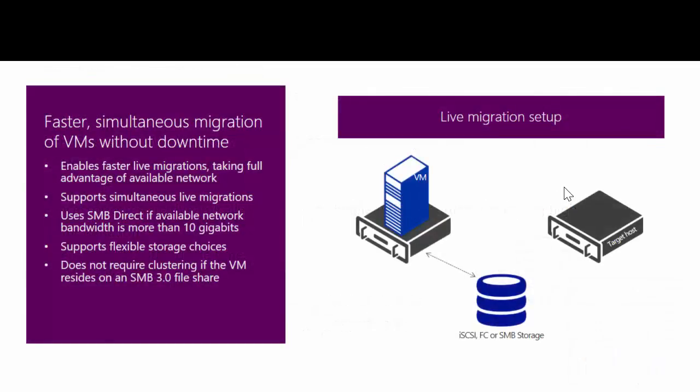Now, some of the capabilities that were introduced with Windows Server 2012 and enhanced with Windows Server 2012 R2 include live migration. So with live migration, we've got the ability to do a migration between one running Hyper-V server and another running Hyper-V server. And in this case, you can see that the shared backend storage could be iSCSI, it could be Fiber Channel, it could be SMB 3.0 storage, for example.